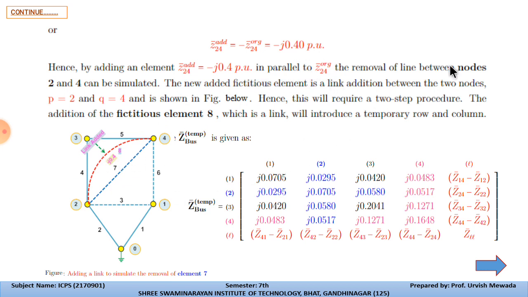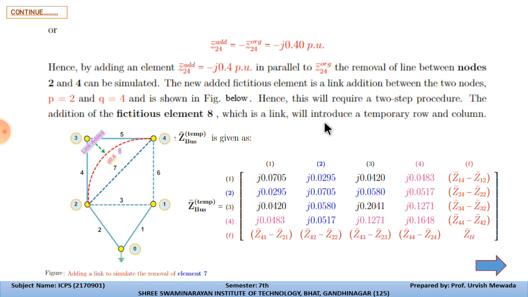So the removal of the line between nodes 2 and 4 can be simulated by this. The new added fictitious element is a link. This is the link which is added between the two nodes 2 and 4, and it is shown in this diagram. Hence this will require a two-step procedure. First, the addition of the fictitious element 8. Till this diagram we have 7 elements, and this one is the 8th element, which is the link.